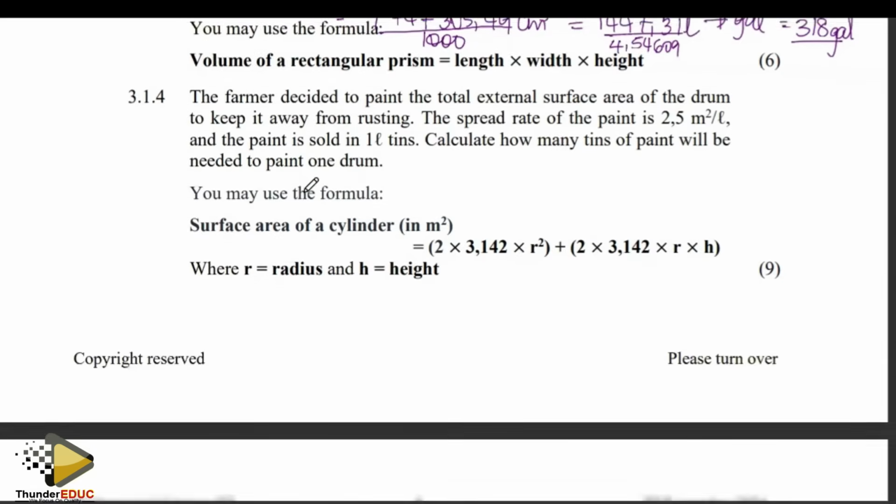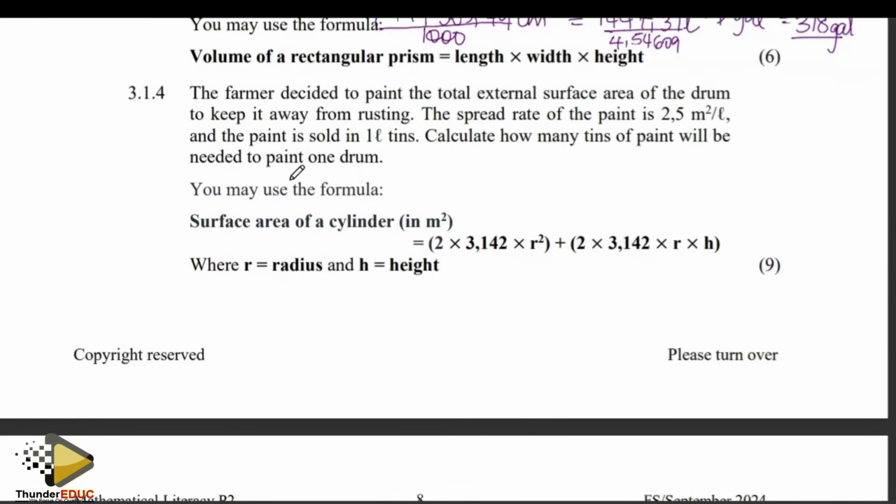Okay, we come to the other question, 3.1.4. The farmer decided to paint the total external surface area of the drum to keep it away from rusting. The spread rate of the paint, take note of that, is given in meters squared per liter. The paint is sold in 1 liter tins. Calculate how many tins of paint will be needed to paint 1 drum.